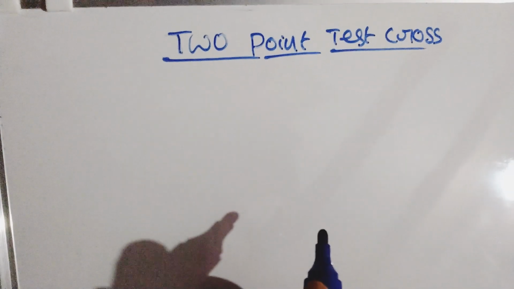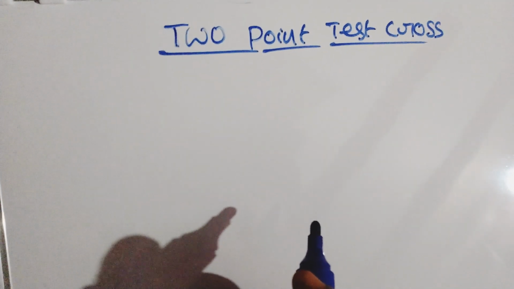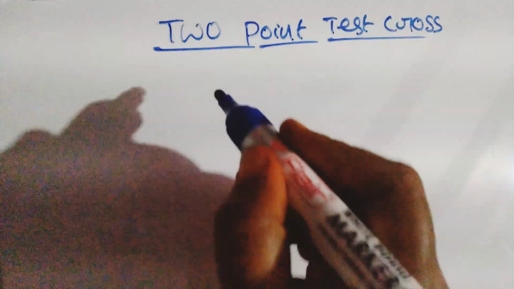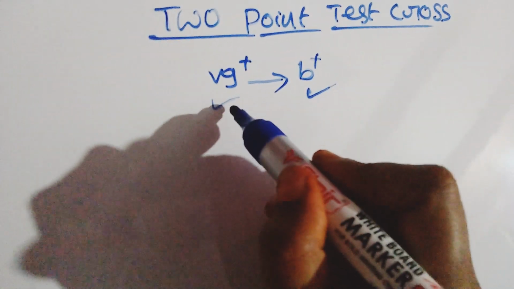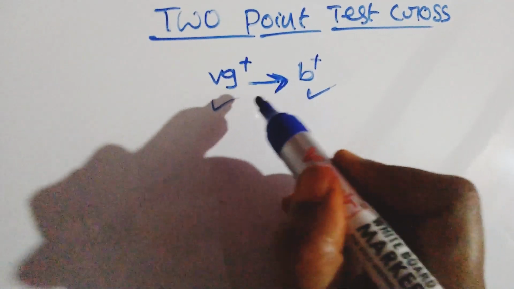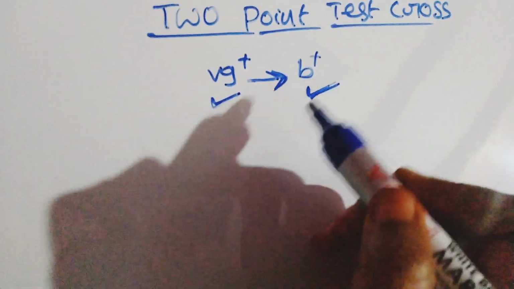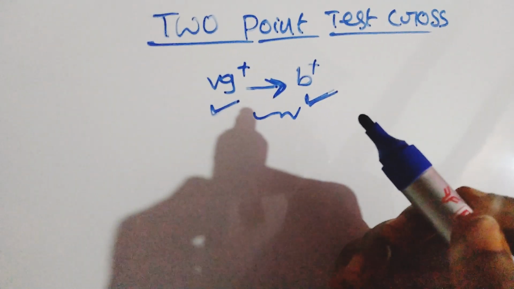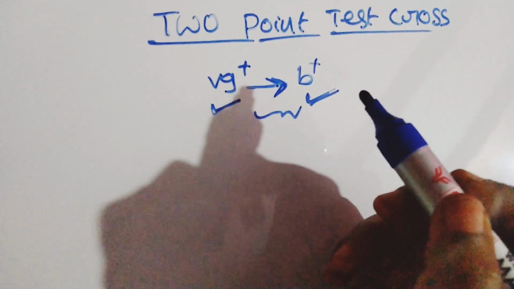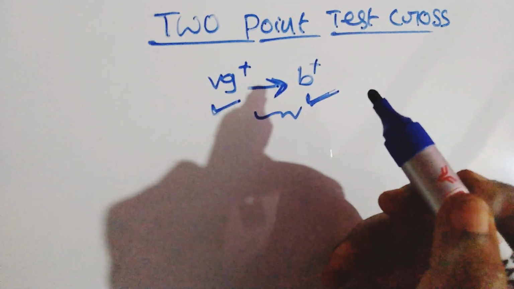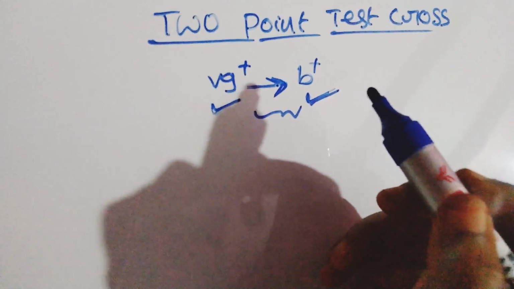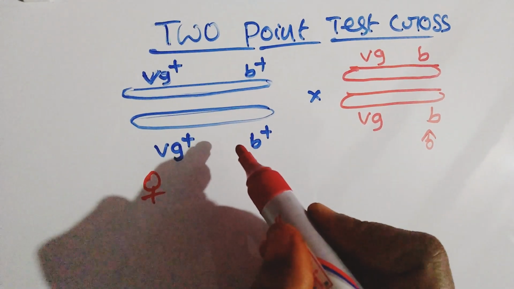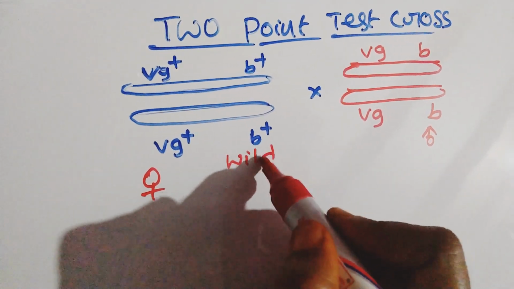Let's see the two-point test cross. For example, in Drosophila, we are going to see the distance between two genes, vestigial wings and black body color. For this, we need to cross a wild variety with a mutant variety. Let's see the cross.